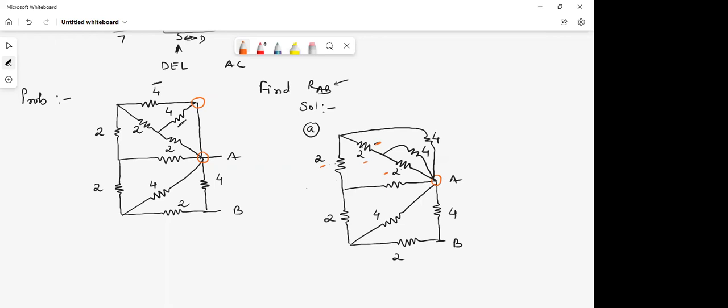हाँ, अगर ये सीरीज में है तो करंट सेम होना चाहिए ना. What is the main characteristic of series combination? That current must remain the same. So suppose यहाँ से कोई करंट आ रहा है.